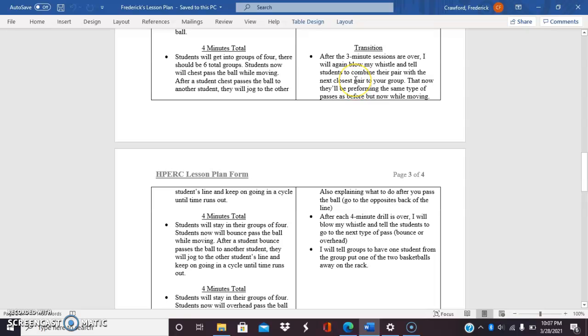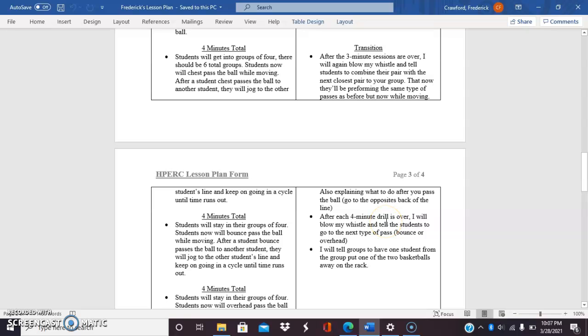For the transition, after the 3-minute sessions are over, I will again blow my whistle and tell students to combine their pair with the closest pair next to their group to make it easiest. Now they'll be performing the same type of passes as before, but while moving. I'll also explain what to do after you pass the ball: go to the opposite back of the line.